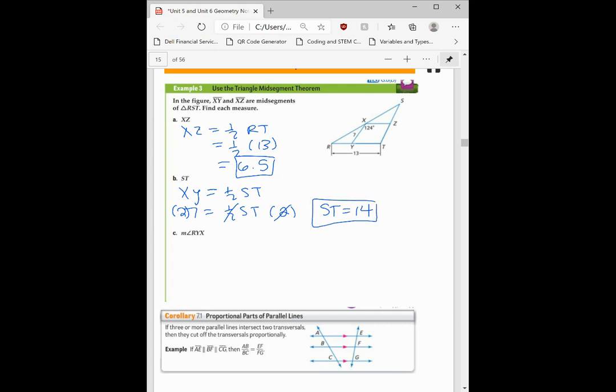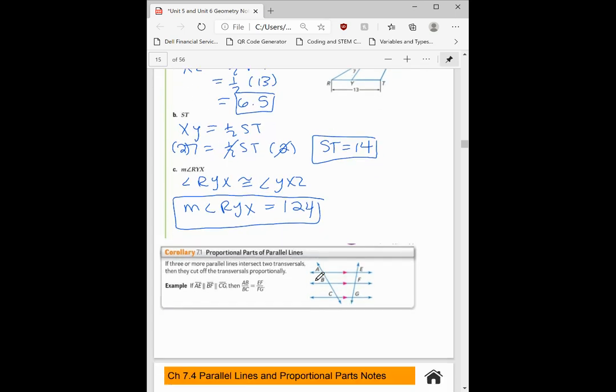Okay. Lastly, we need to find the measure of angle RYX. Well, we know that RYX is congruent to YXZ. So that means that their measures are also congruent. So the measure of angle YXZ is 124. So that means the measure of angle RYX is also equal to 124.